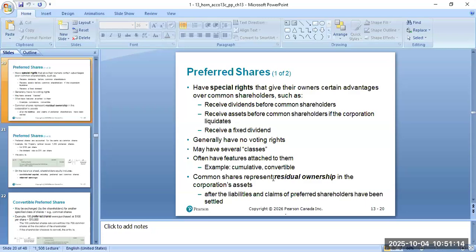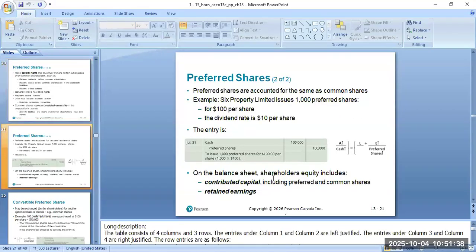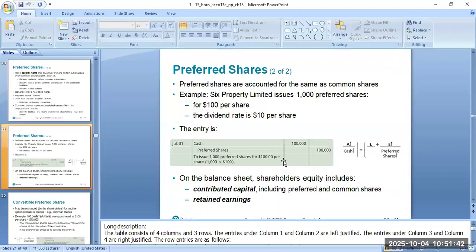So once we pay the liquidation, all the liabilities, the dividend, the liquidation, everything that belongs to the preferred shares, whatever is left in the company belongs to the common shares. That's why we say the common shares have residual ownership, because they're the last who are going to get anything.